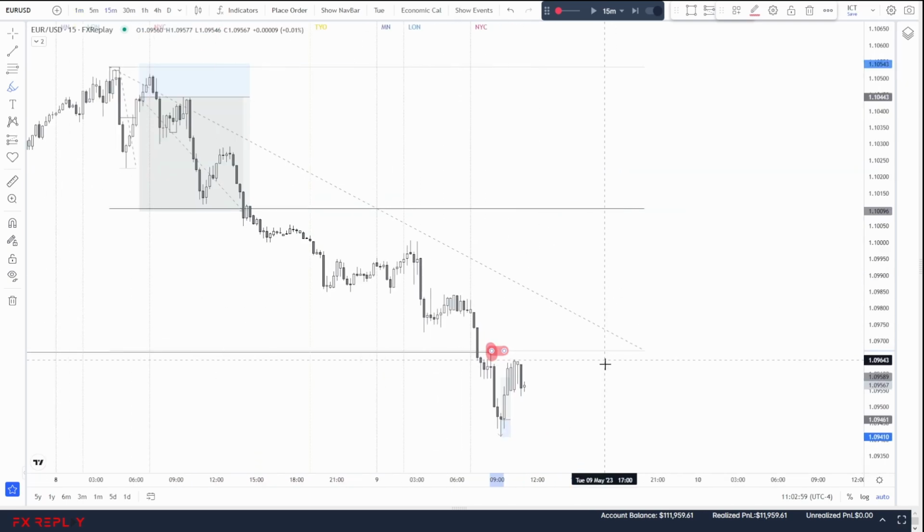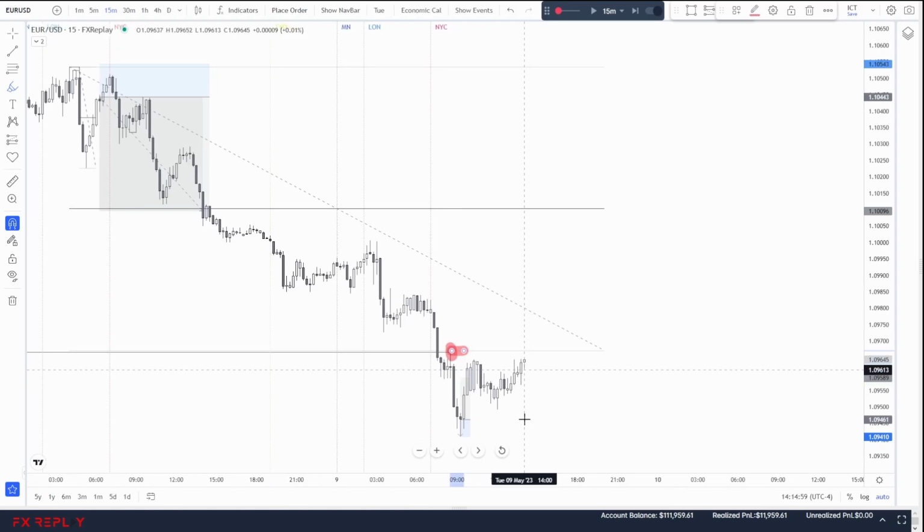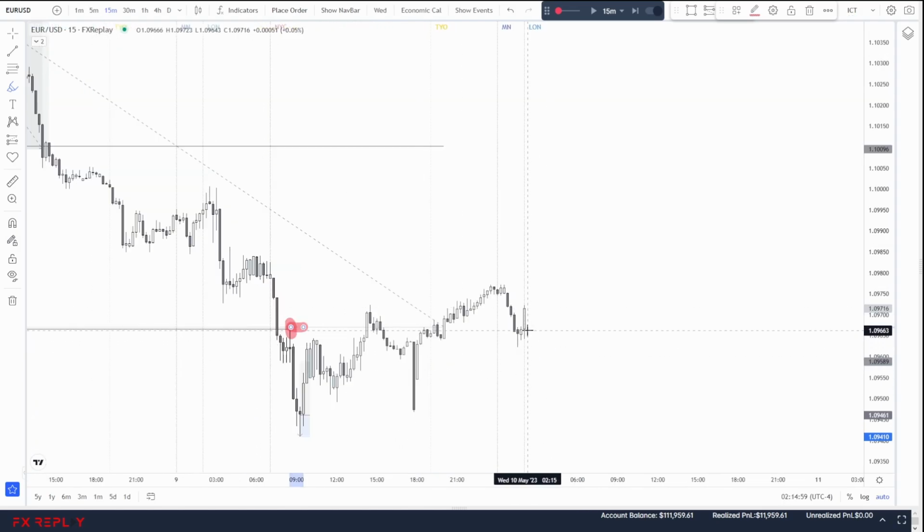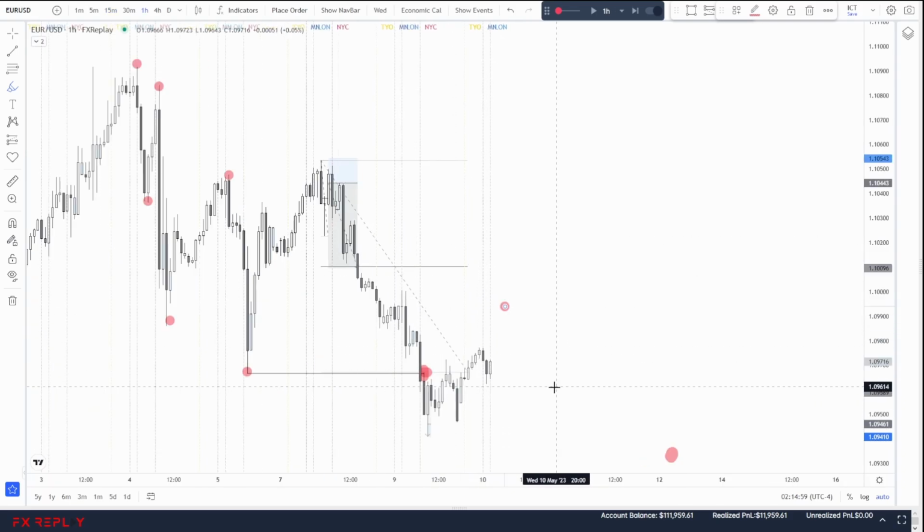Cool, let's now move to the higher time frame again and skip to the next day to hopefully be able to catch a trade there. And right here, we are close to 2 p.m. All right, so since the London session is about to start, we're going to actually have to define our premium and discount zone once again.